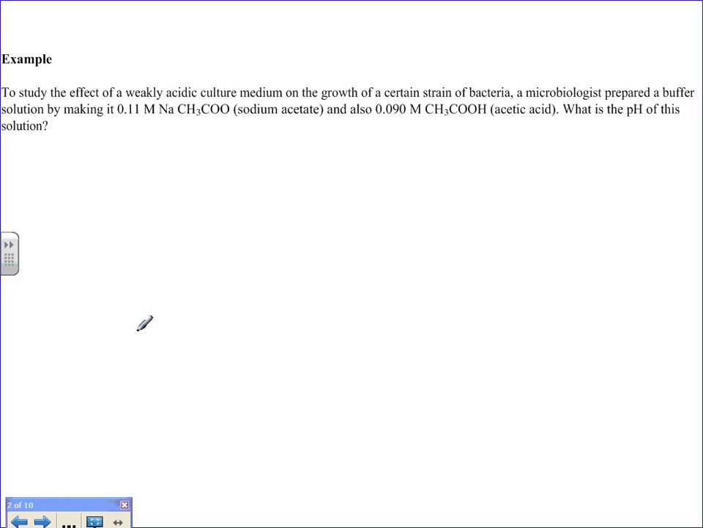So let's look at this example here. We've got a microbiologist dealing with a system. In this system, we've got 0.1 molar sodium acetate, and we've got acetic acid of 0.09 mole per liter. So the system that we're actually studying here is the acetic acid. It's asking us for the pH, so that's our indication that the system we're studying is the acetic acid in water.